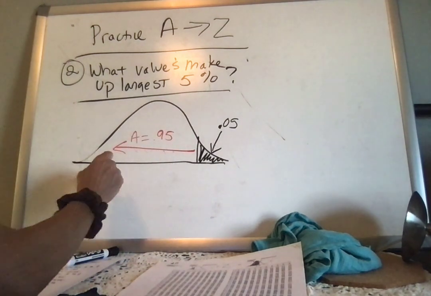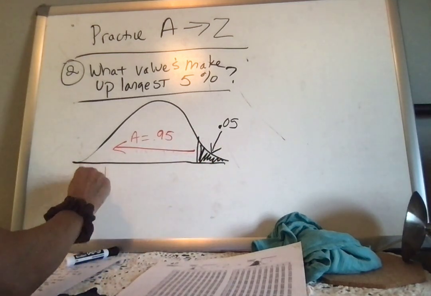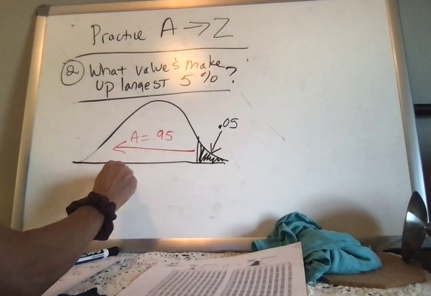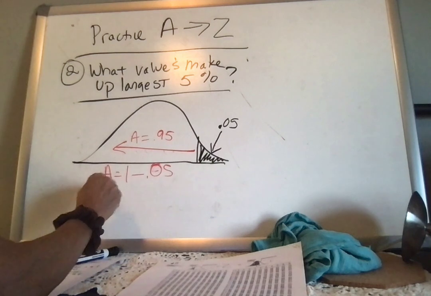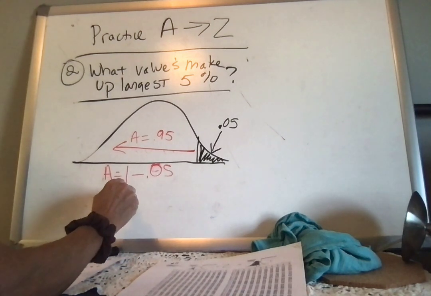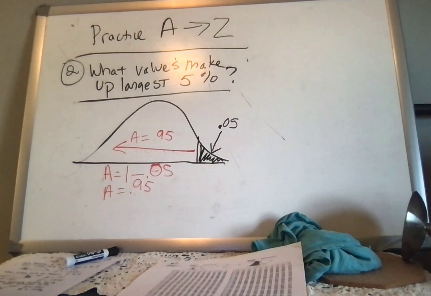And I realize that must be 0.95. Now, where did I get that from? Anytime you have a greater than area, you have to subtract from 1. 1 minus 0.05 gives me the 0.95. That's where I got that 0.95 from.